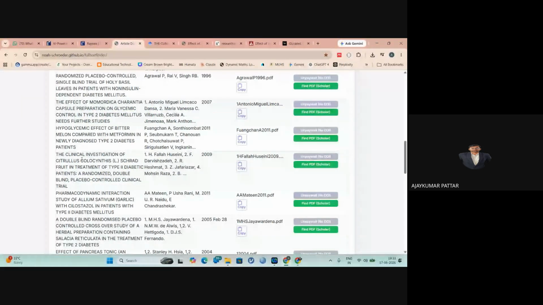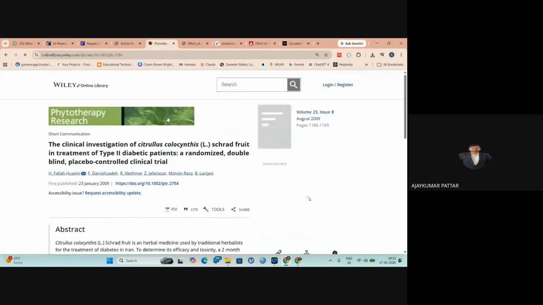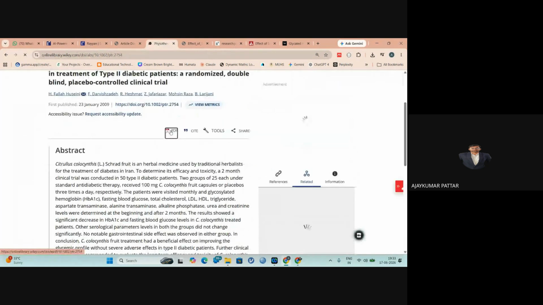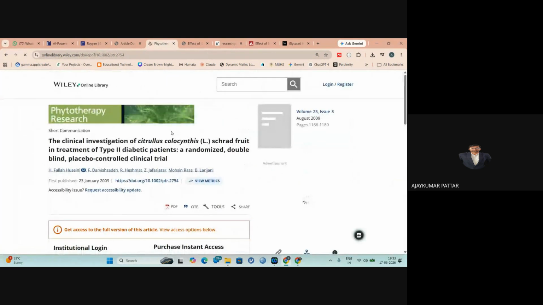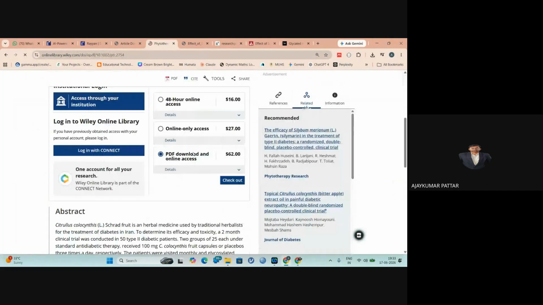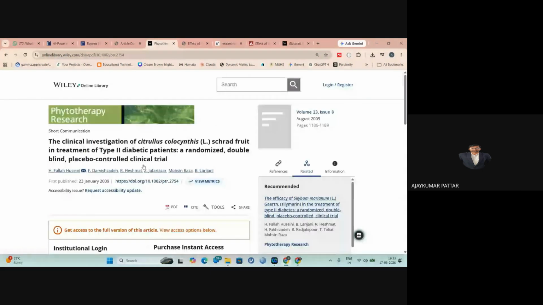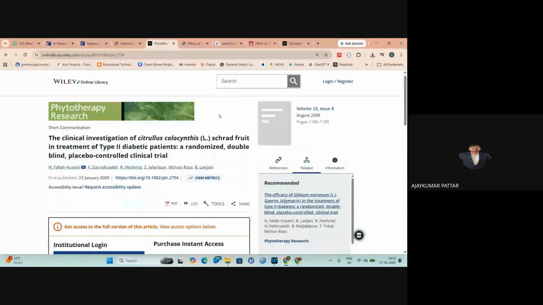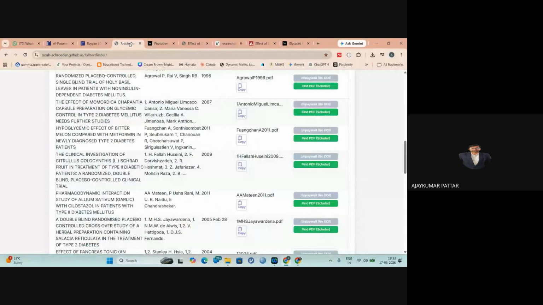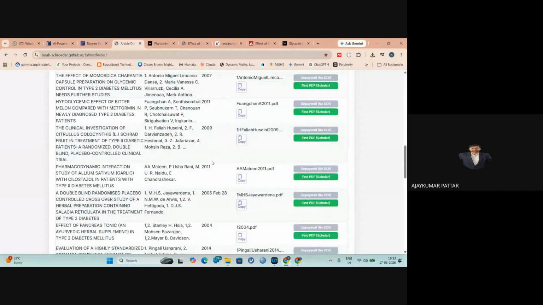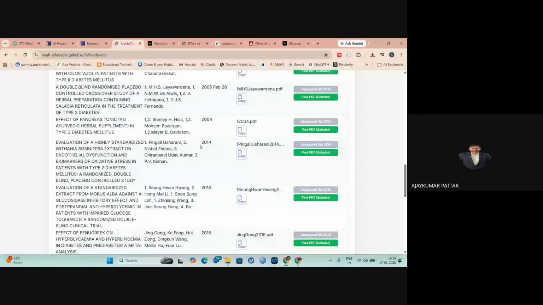The clinical investigation of Citrullus, this one. So I will click here. Then here the PDF option is available. But as it is a paid one, once again it is not able to download. We can mark it in our log. This is a paid one, and we have to contact that publisher. Then I will try with another.